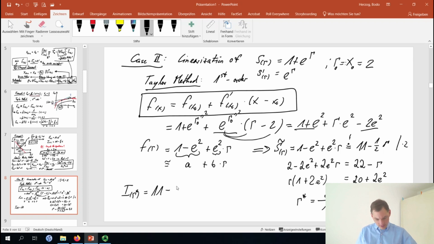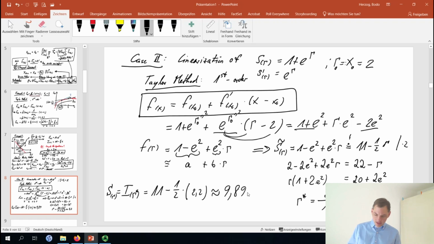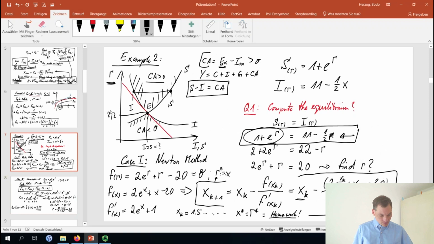Well, that is 11 minus 1 over 2. And now my equilibrium point is this 2.2. If you calculate this, that is equal to my saving in equilibrium, of course. You would obtain, if I did it correctly, something like 9.89. That means the interest rate is around 2.2 and the savings is around $10, or the investment is $10 or $10 billion, depending on what the dimension is about. But in principle, what we obtained now is the solution of my equilibrium point, this and this point.